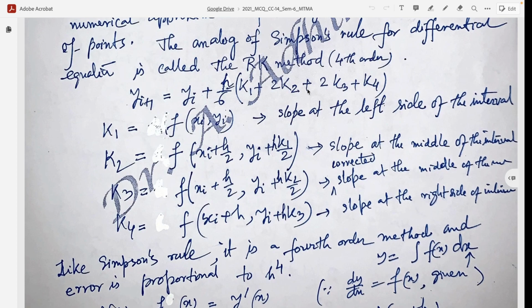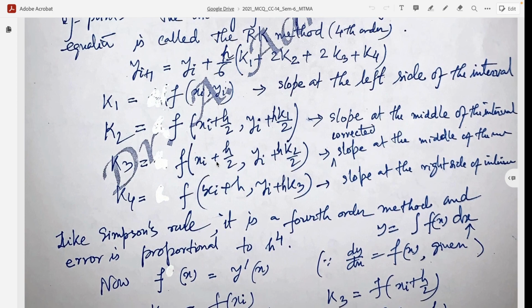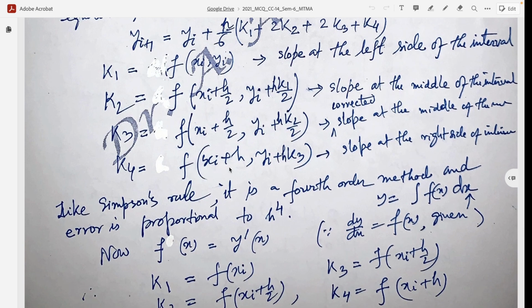Here the Runge-Kutta fourth order method scheme is y i plus 1 equal to y i plus h by 6 times k1 plus 2 k2 plus 2 k3 plus k4, where k1 equals f x i, y i, which is the slope at the left side of the interval; k2 equals f x i plus h by 2 comma y i plus h k1 by 2, the slope at the middle of the interval; k3 equals f of x i plus h by 2, y i plus h k2 by 2, the corrected slope at the middle of the interval; and k4 is f of x i plus h, y i plus h k3, the slope at the right side of the interval.